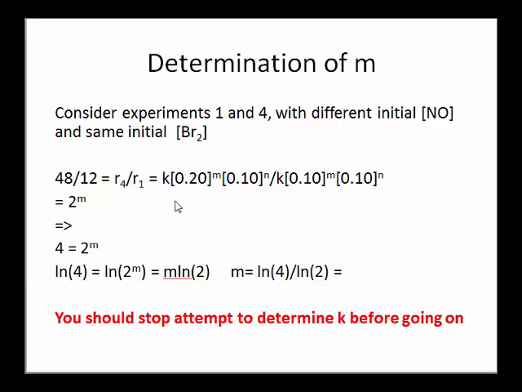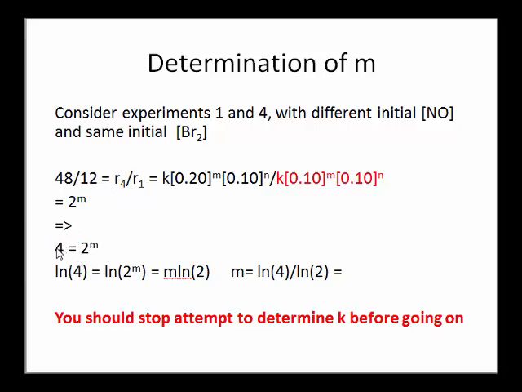And that is, plugging in for the rate of 4, k times 0.2 to the m times 0.1 to the n, over, once again, the rate of reaction 1. On this side of the equal sign, k cancels, 0.1 to the n cancels, and we are left with 2 to the m power. 48 over 12 is 4. So this yields the expression 4 equals 2 to the m.